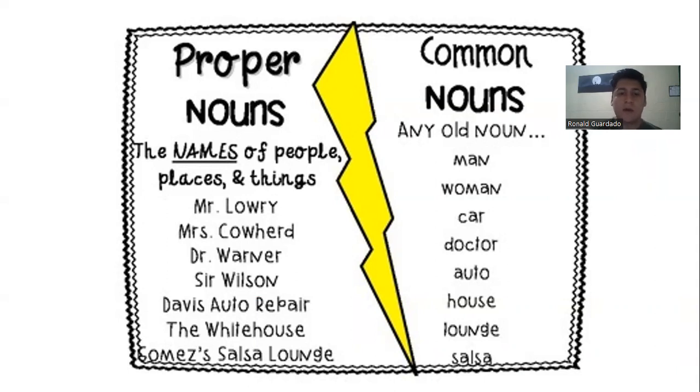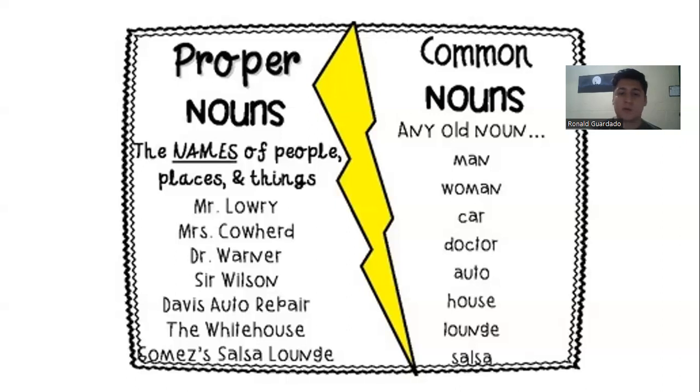For example, we have a specific proper noun, Mr. Lorry. We have the common noun: we can refer to him as a man. In this case, we see the differences. If I'm referring to him as a man, I'm not emphasizing one single person. But if I address him as Mr. Lorry, we are going straight to the name.